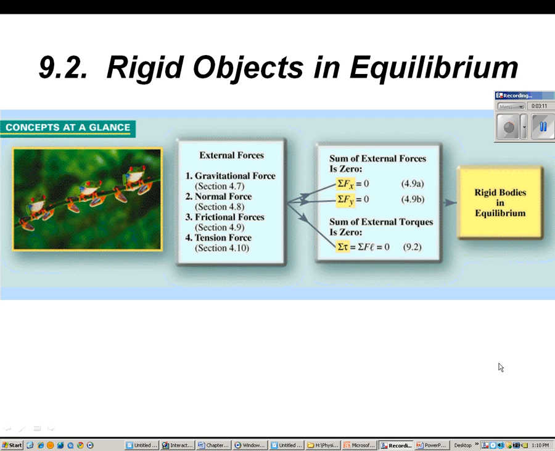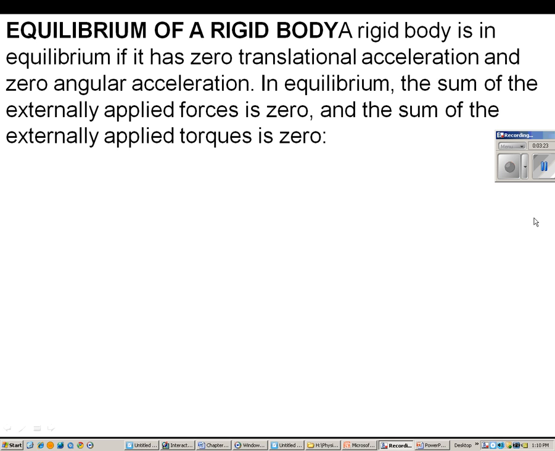Now that we know the definition of torque and how torque acts, we're going to look at rigid objects that are in equilibrium. That means they're balanced. In other words, the sum of the torques adds up to 0, and the sum of the forces adds up to 0. The definition of equilibrium of a rigid body is what we want to talk about. It says a rigid body is in equilibrium if it has 0 translational acceleration, meaning along a line, and 0 angular acceleration, meaning it's not rotating.